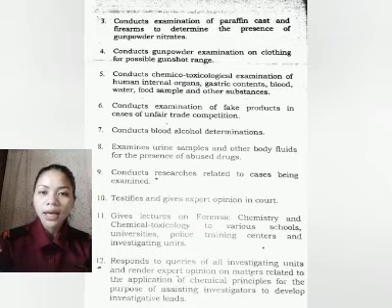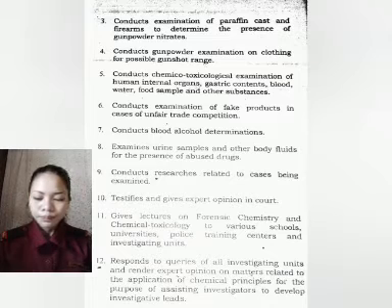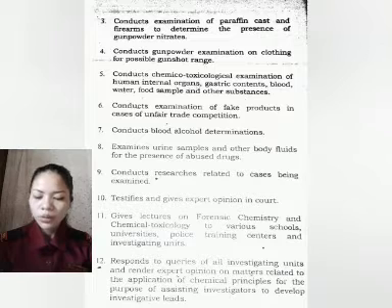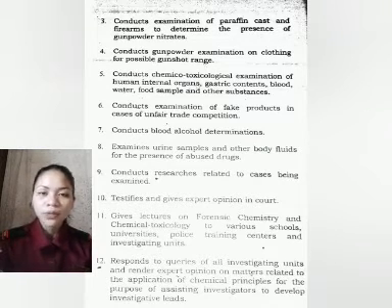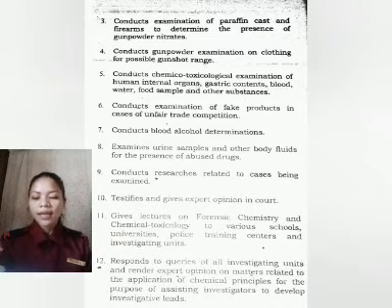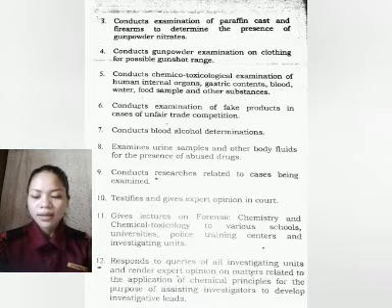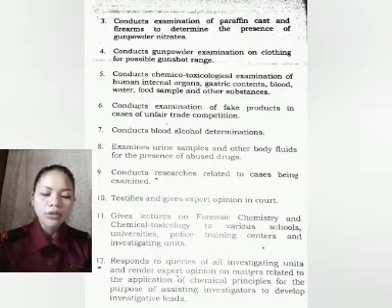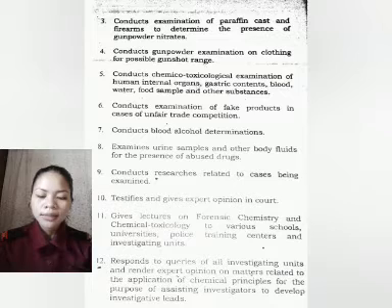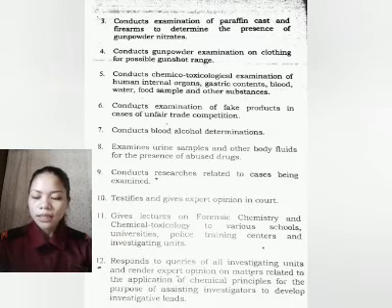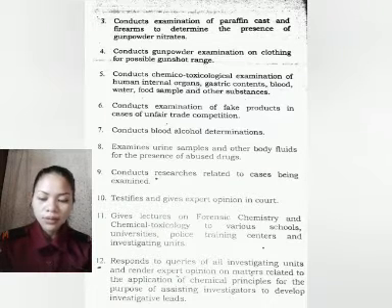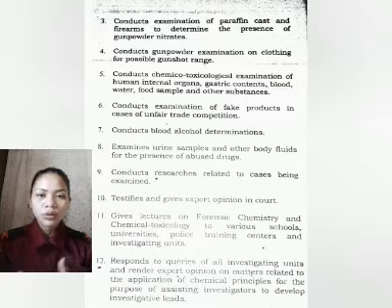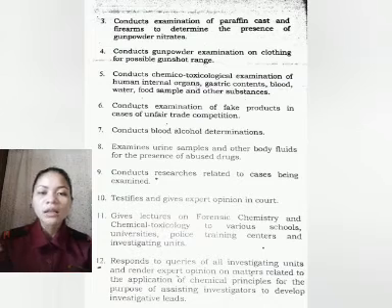And then 7, conduct blood alcohol determination. So this is the examination of... no. Number 6, rather. Conduct examination of fake products. Number 6, conduct examination of fake products in case of unfair trade competition. So this is the examination of those fake products in cases of unfair trade competition. If we say unfair trade competition, this talks about competitors who have unfair trade. So there will be also an examination on those fake products to have fair and not unfair trade.